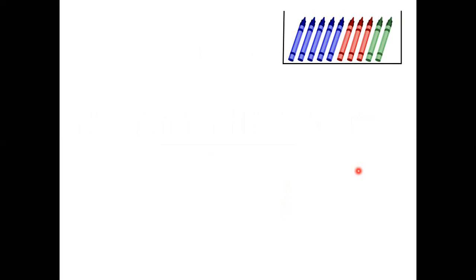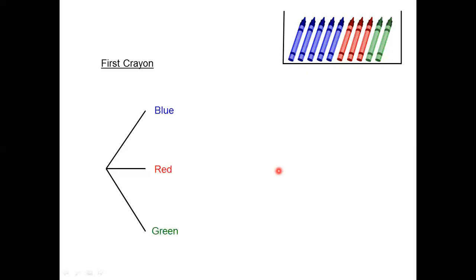We're going to draw three arms to represent the three colors, and then you have the first arm, the second arm, and then the third arm. Each of them represents a color: blue, followed by red and then green. Now that's the first crayon selection. That represents the first crayon selection.